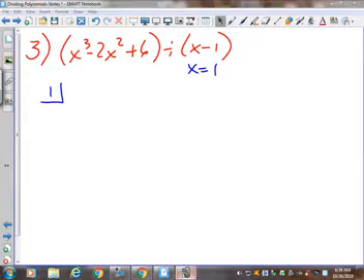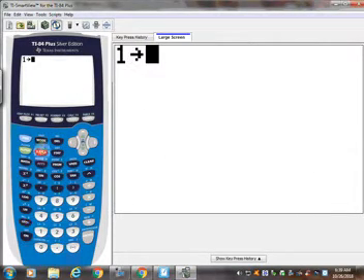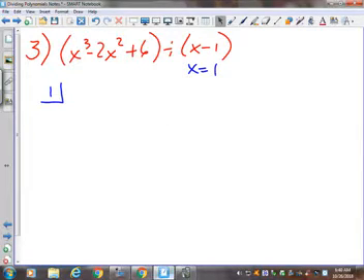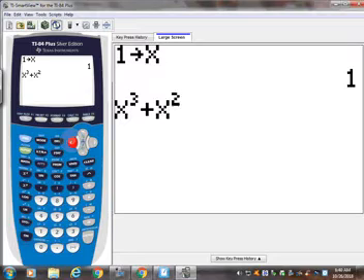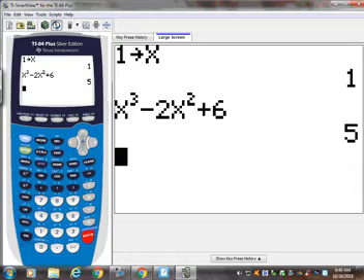All right. So one thing we want to do is 1 stored in x. X cubed plus x squared. I don't know if that's right or not. Hold on, let's go back and look at the question. No, minus 2x squared plus 6. So I now know that the remainder of this question is 5. When I finish the question, if I don't get 5, I know I've got the wrong answer.